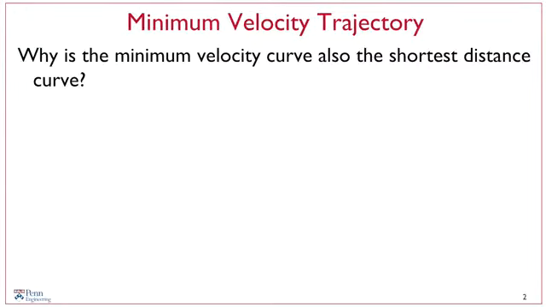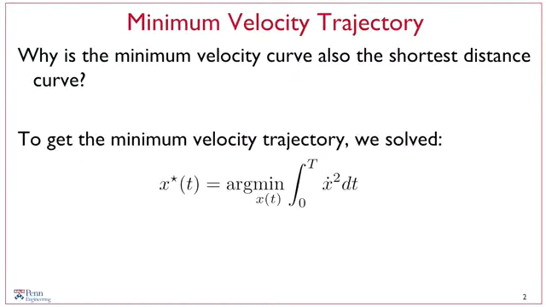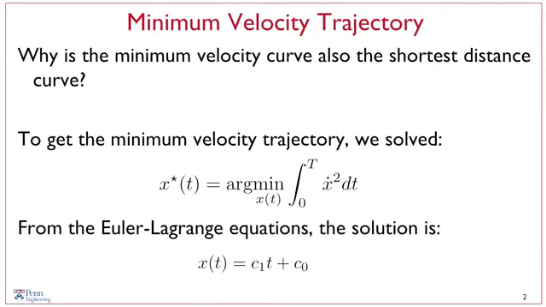Recall that to find the minimum velocity curve, we solved for the trajectory x star of t that minimizes the integral of the cost function x dot squared. We were able to use the Euler-Lagrange equation to find that the general form of the solution is x of t equals c1 times t plus c0.